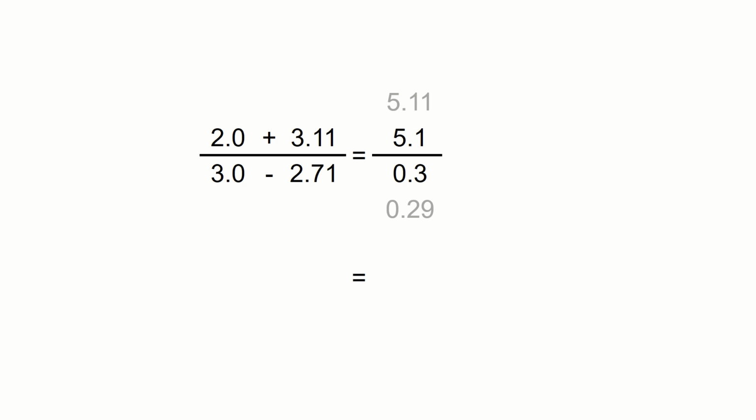And hence, if you take 5.1, divide by 0.3, you get 17. But now, you are dividing two numbers, so you follow the SF rule. So what you have is 2 SF divided by 1 SF. And although the accurate answer is 17, once you apply the SF rule, your answer should be 20.